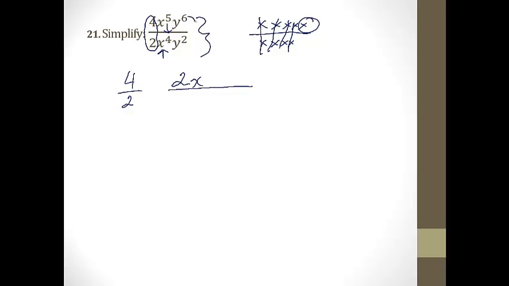Same thing with y's. When you use the subtraction rule, you can subtract 6 minus 2, that leaves you with 4 y's, y to the 4th, and there are more of them on top, so the y to the 4th goes up here. So actually, your fraction has nothing in the denominator, so you don't really need it. So this would be 2x, y to the 4th.